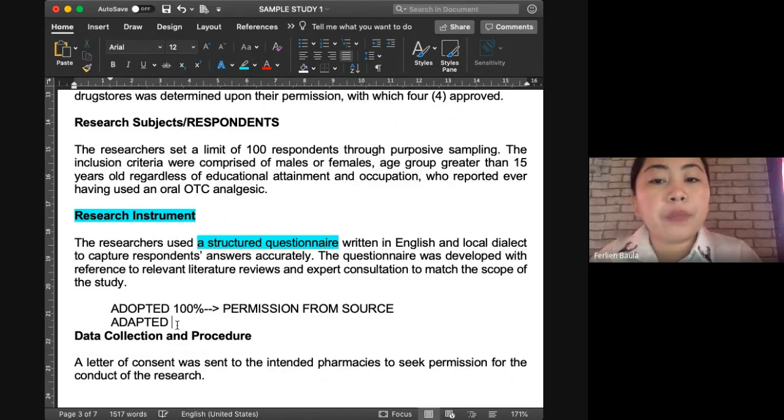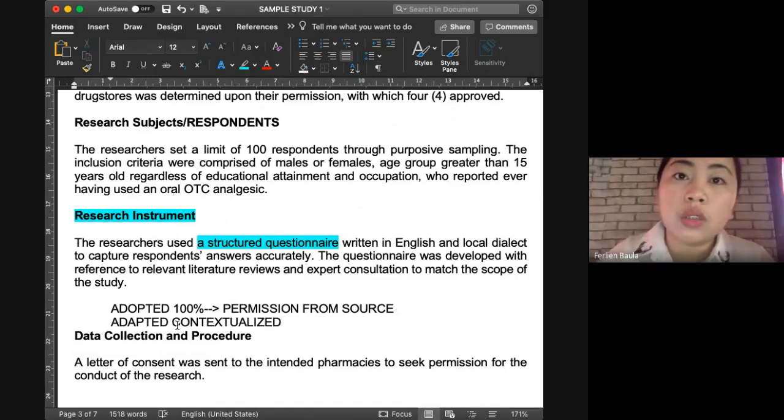When you say adapted naman, it is contextualized according to the situation. Meron kayong dinagdag na mas applicable siya sa situation or sa locality ninyo, sa research problem na nakita ninyo, meaning it is semi-structured. Okay? So that's how you look for questionnaires.